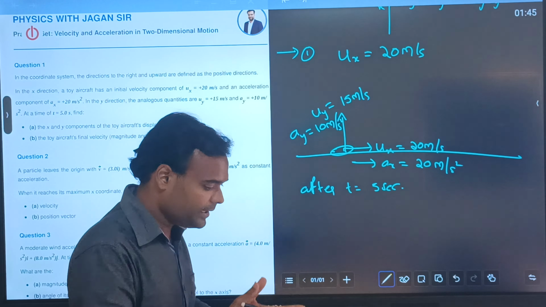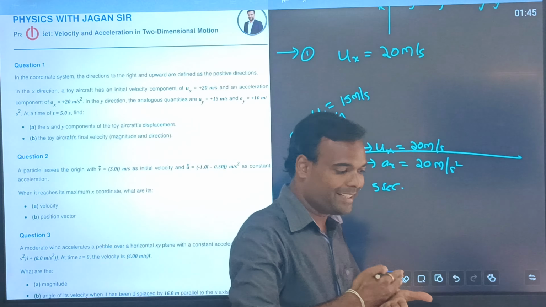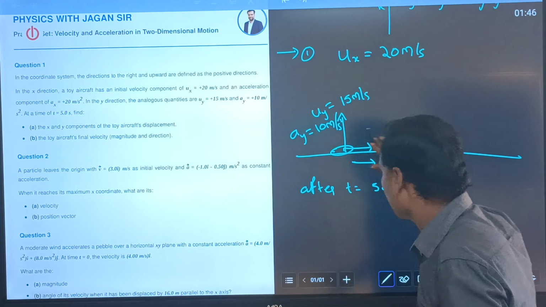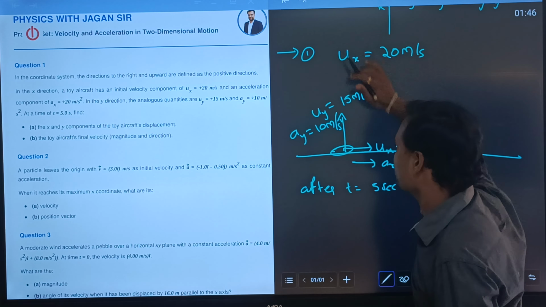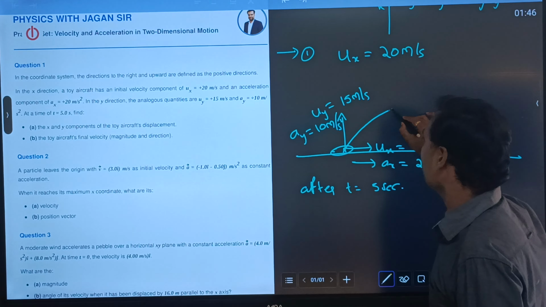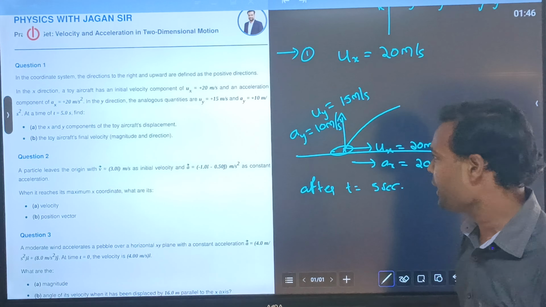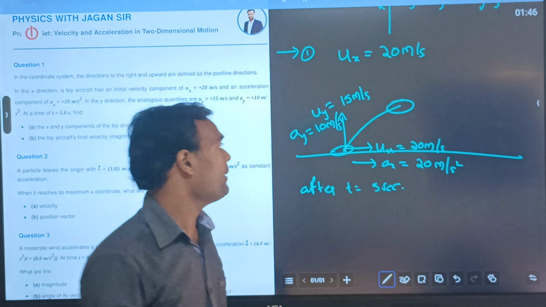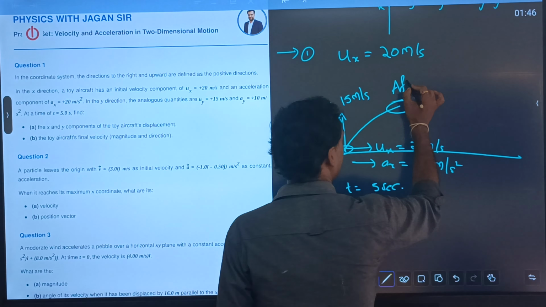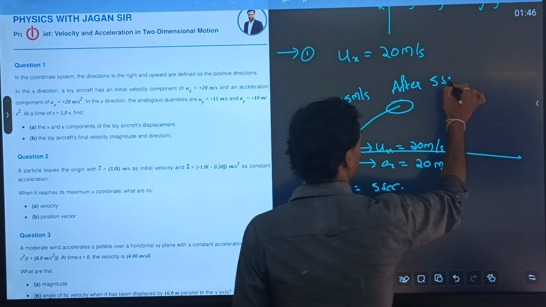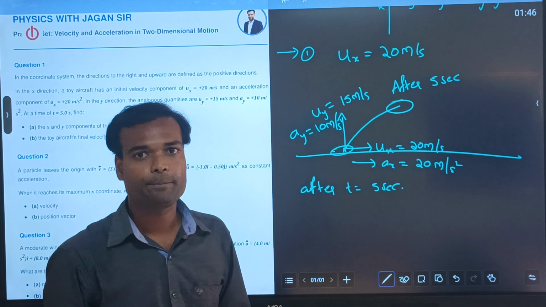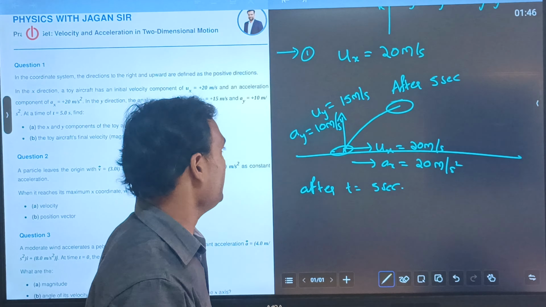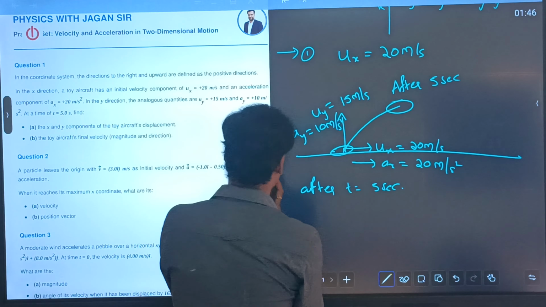That means for the object, acceleration and velocity are acting in the rightward direction and in the upward direction. So obviously the object will try to move like this. Suppose the object is located at this point after 5 seconds. Then how can we write the displacement relations?